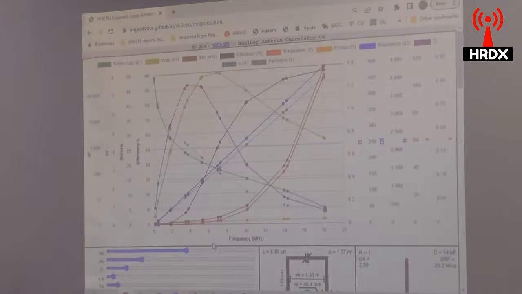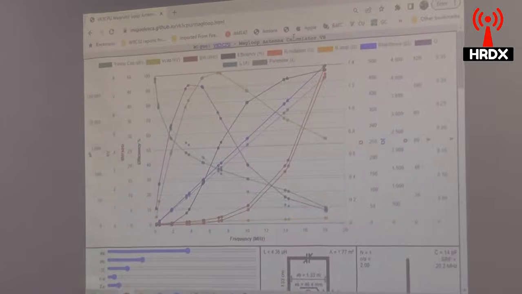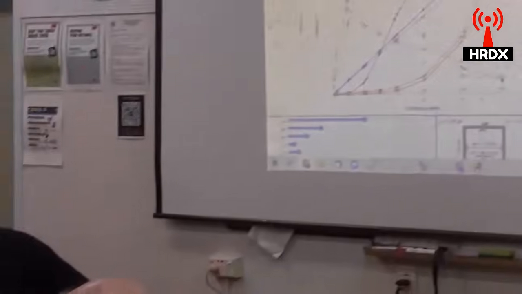So I designed the loop around the vacuum capacitor that I had. For those who don't know, vacuum capacitors can be expensive if you want to buy them. And so if you can get hold of one, you're probably designing your loop around that. That's the primary design factor.